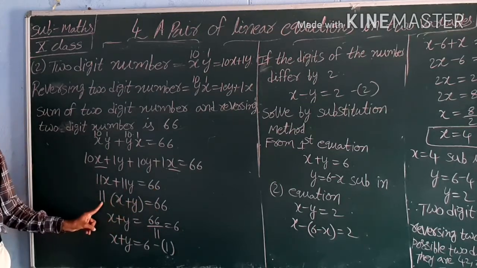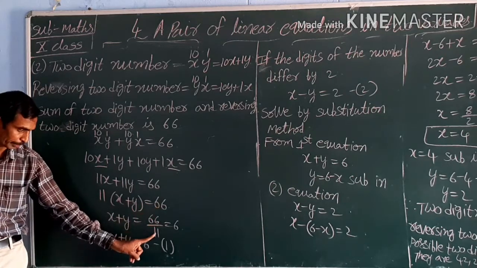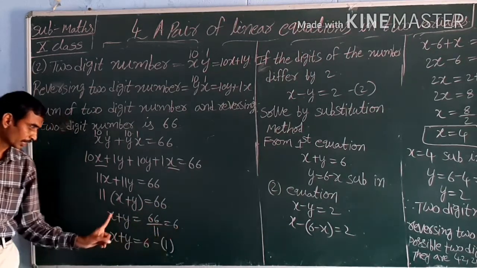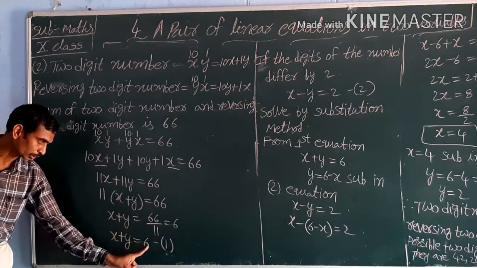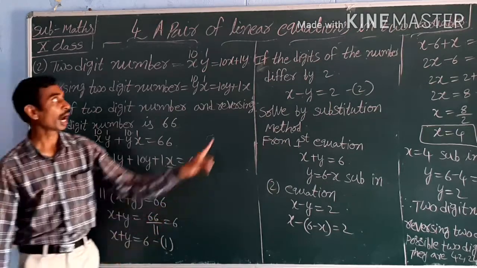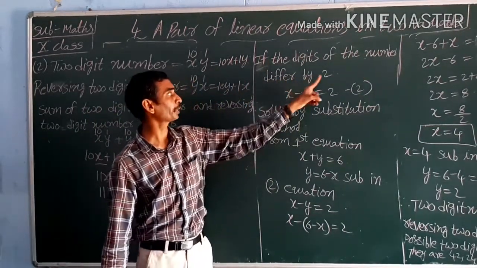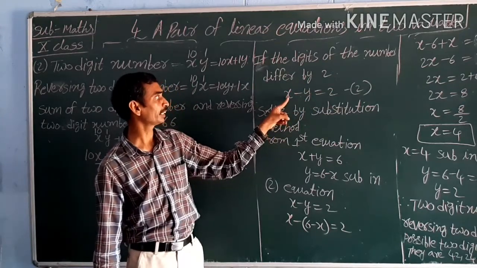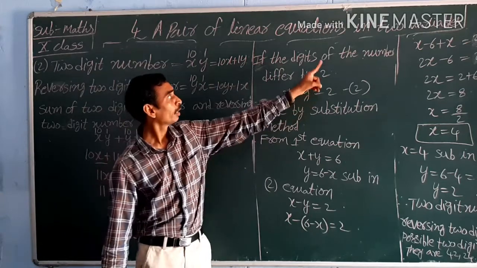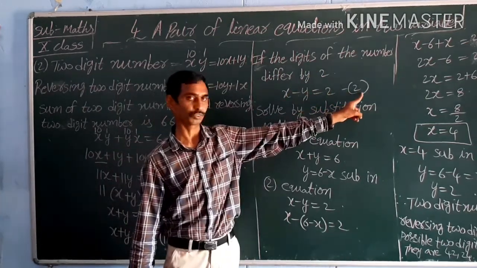11 is left side. Left side number is multiplying. It is coming to right side, it will become division. 66 by 11 is equal to 6. x plus y is equal to 6. This is the first equation. We got first equation. After that, if the digits of the number differ by 2. Here first digit is x minus, difference means minus, and second digit is y is equal to 2. This is the second equation.